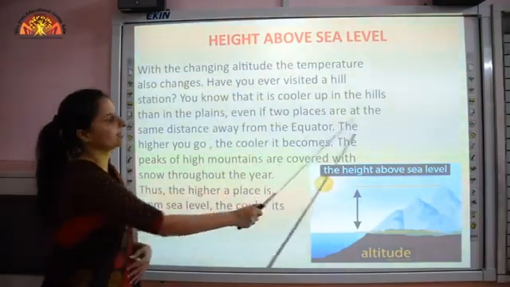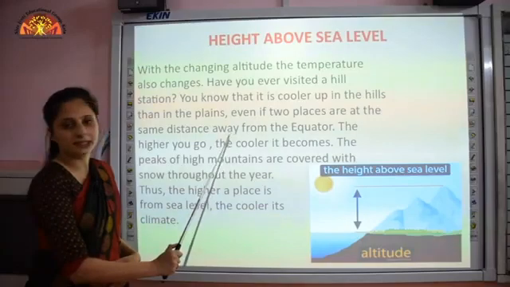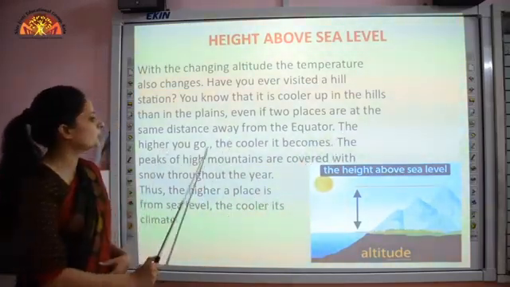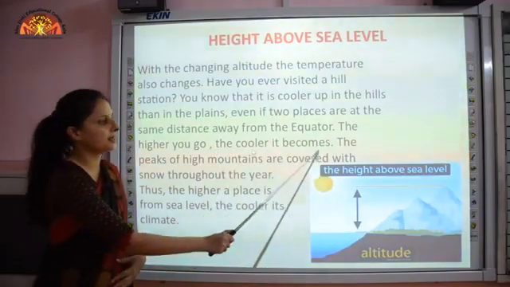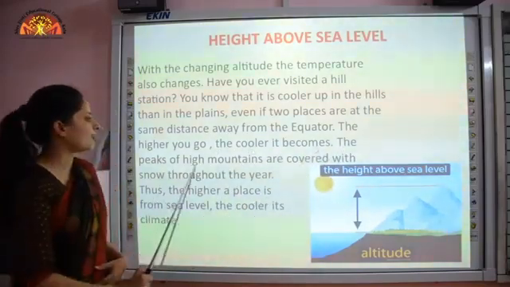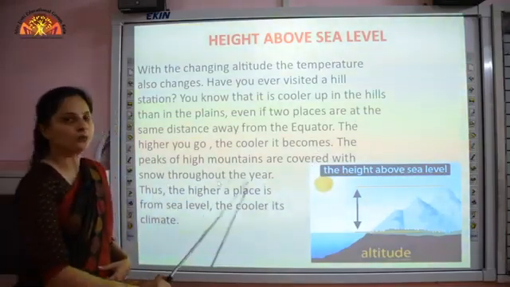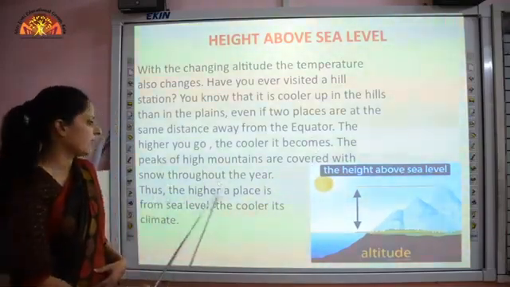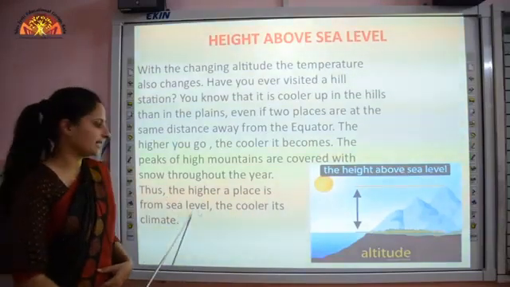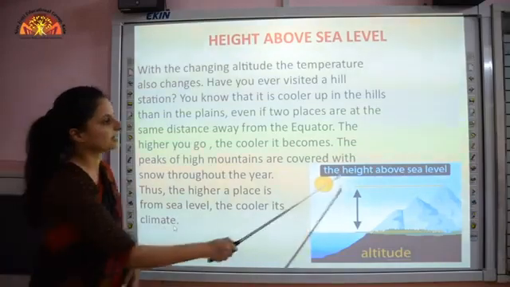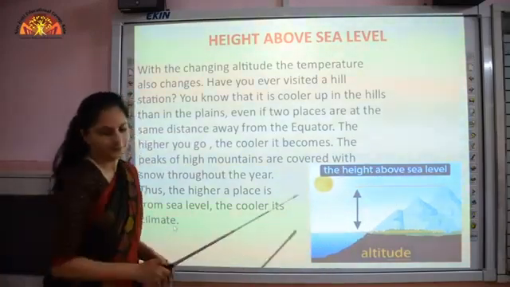Even if two places are at the same distance away from the equator, the higher you go, the cooler it becomes. The peaks of the high mountains are covered with snow throughout the year. Thus, the higher a place is from the sea level, the cooler its climate. You can see in this diagram.